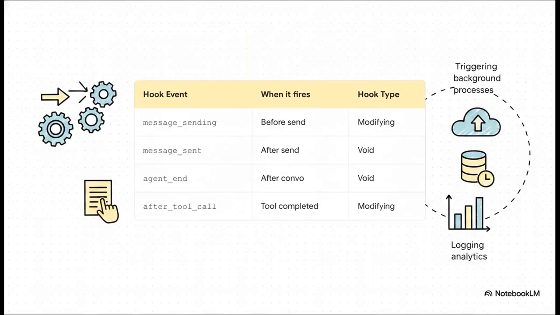The biggest takeaway here is understanding the fundamental difference between the 2 types of hooks. You have modifying hooks, like message_sending or after_tool_call. These literally let your plugin change the data payload. If your plugin returns modified data, the whole rest of the system uses your new version. But then you have void hooks, like message_sent or agent_end. These are strictly observational. You can't change the data with them, but they are absolutely perfect for kicking off a background process, saving a record to a database, or logging analytics after an event has already happened.